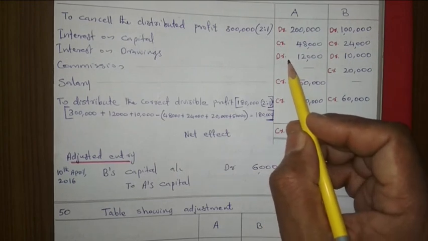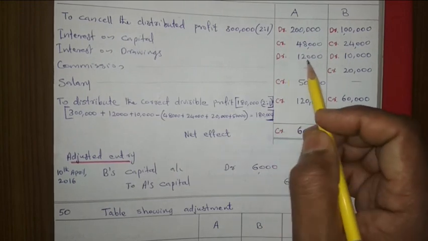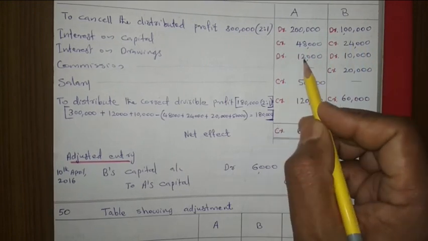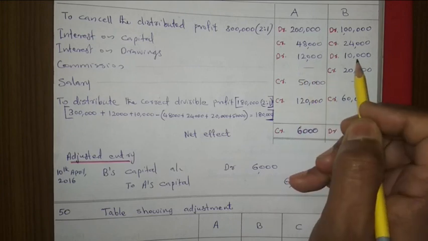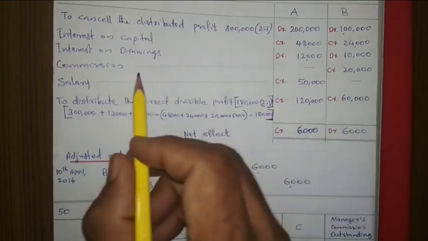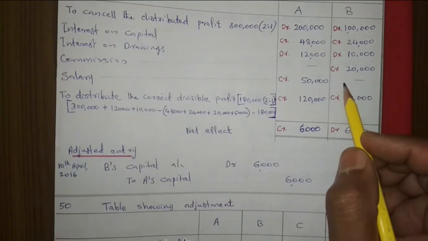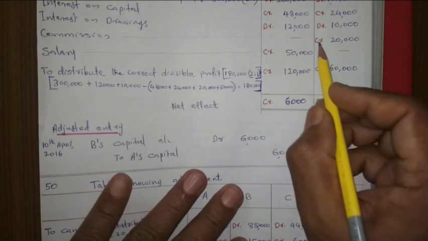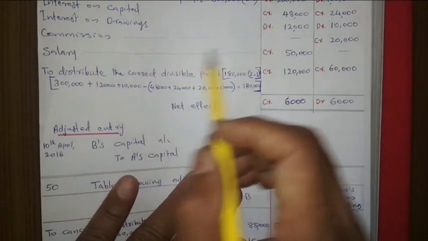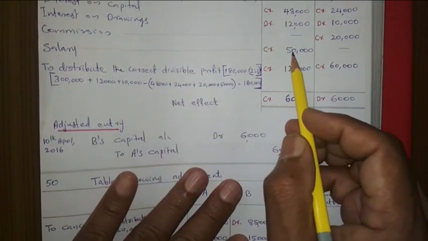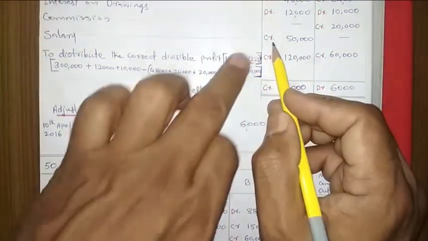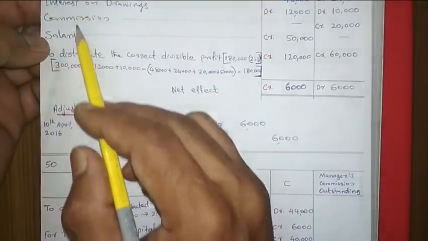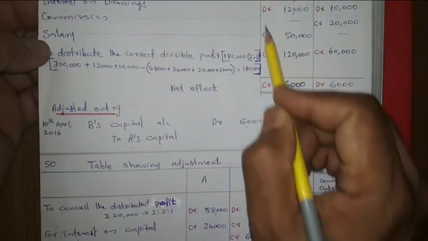Then what about the journal entry? The journal entry will be capital account debited to interest on drawing. That is why we are debiting here: 12,000 for A and 10,000 for B. Then commission is given for B only. Commission also we credit in the capital account, so we take commission on the credit side. Then salary, only A is getting the salary. Salary also we credit in the capital account. So everything is worked out here.